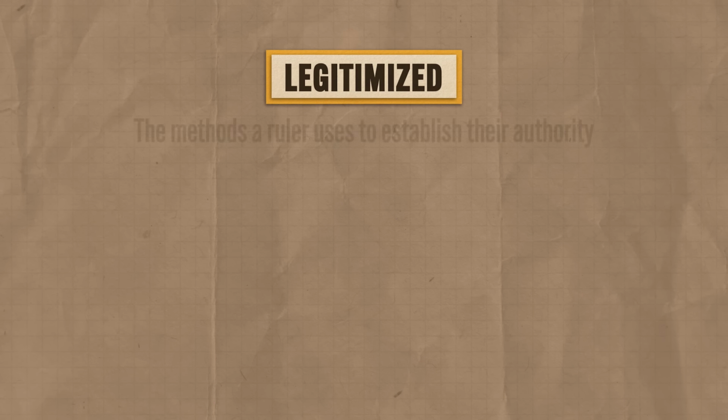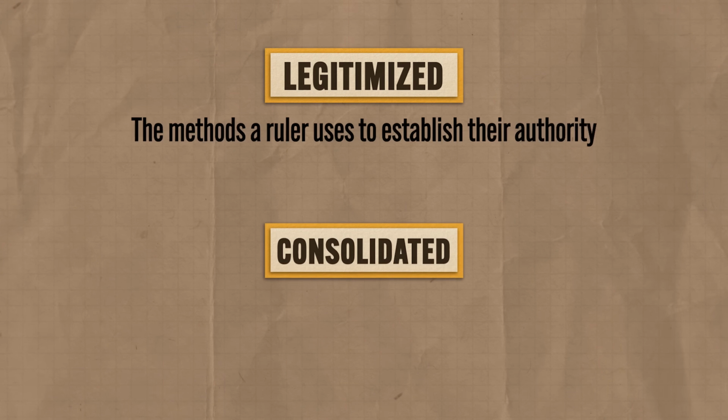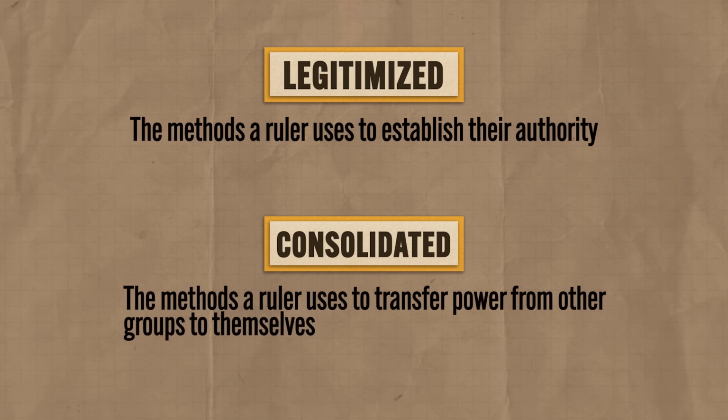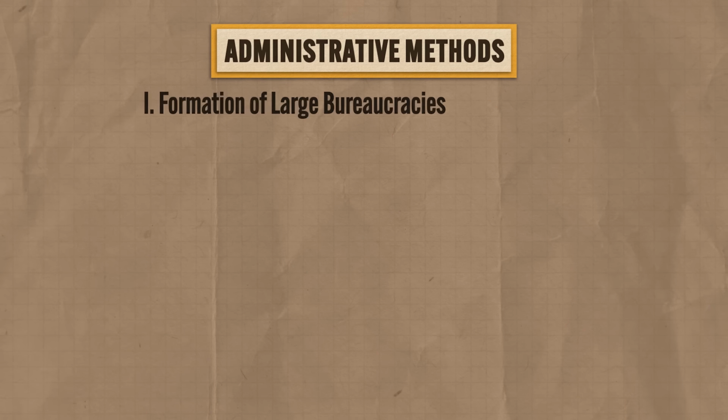Well, when we talk about how rulers legitimized power, we're talking about the methods a ruler uses to establish their authority. And when we talk about how rulers consolidated their power, we're talking about the methods they use to transfer power from other groups to themselves. So there are essentially four major ways that rulers of land-based empires legitimized and consolidated their power. First was through the formation of large bureaucracies.